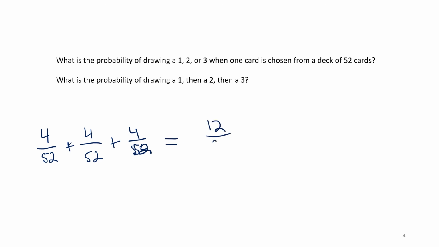So our total is 12 over 52, or 3 over 13, I believe. Divided by 4. Yeah, so that one's pretty easy. And this is addition, again, because we are finding out what the probability of one event is.